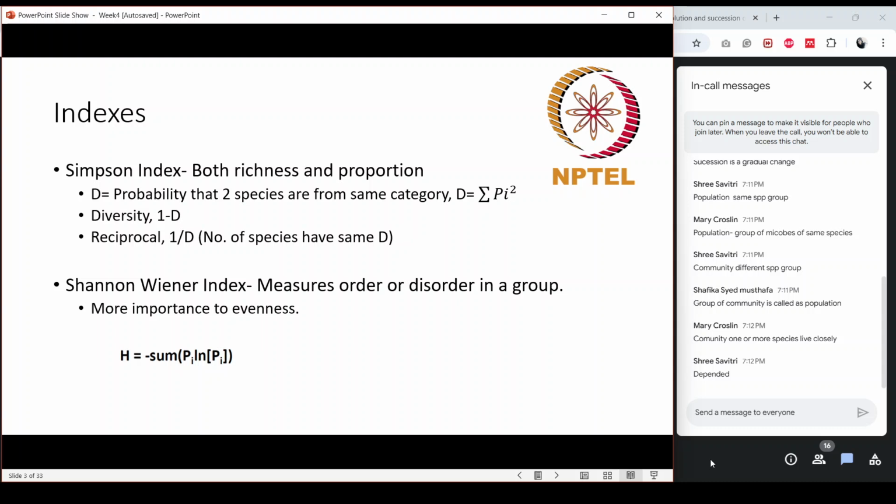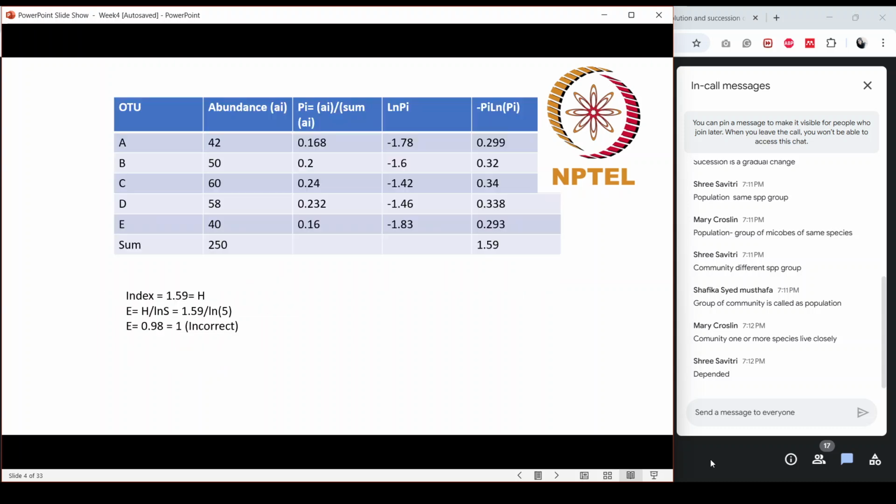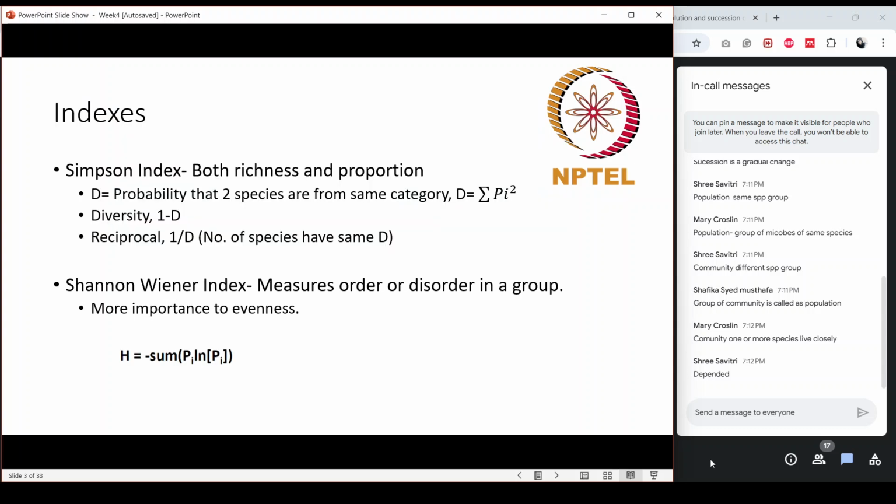Whenever you want to do any community analysis or microbial identification, when samples are given to the team to determine what kind of microbes are there, mostly the answer comes in the form of indices. This is one example in which OTU is measured. We can measure abundance, then Pi, ln Pi. All these terms have been discussed in the lecture, but we will discuss them further. This is just an example of how to measure all these indices. Simpson index is abbreviated as D and Shannon as H.